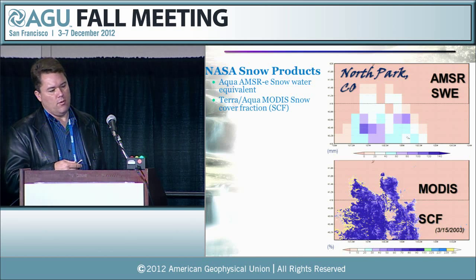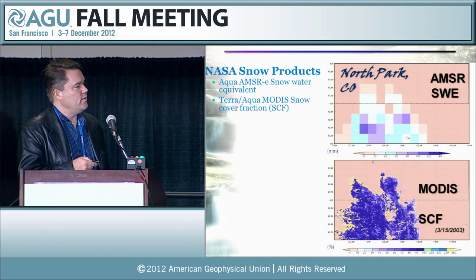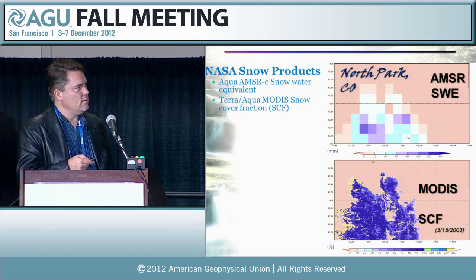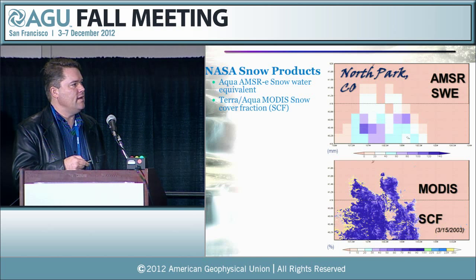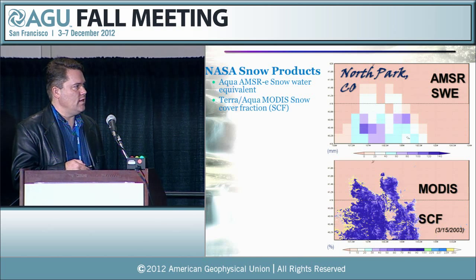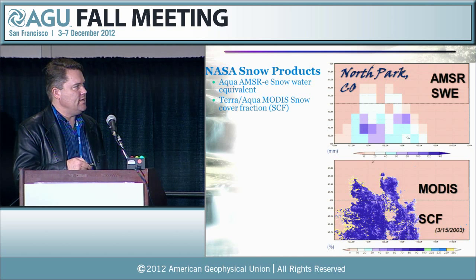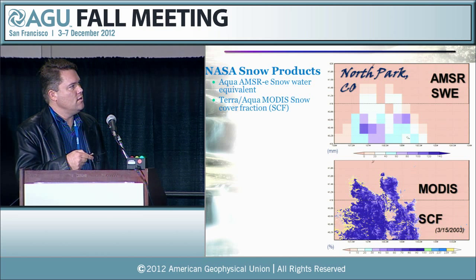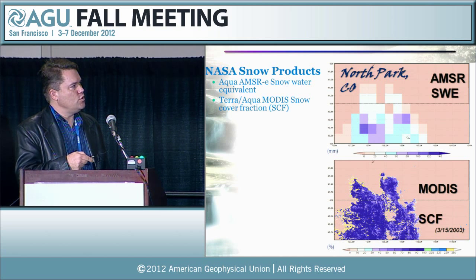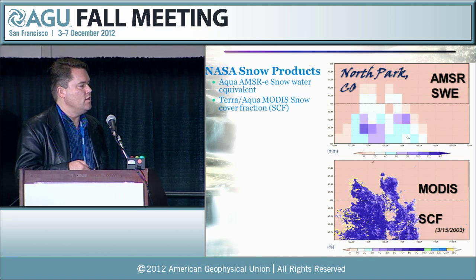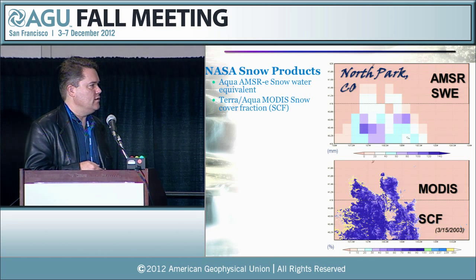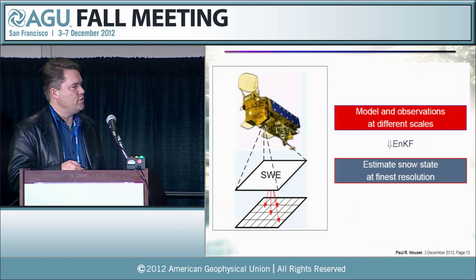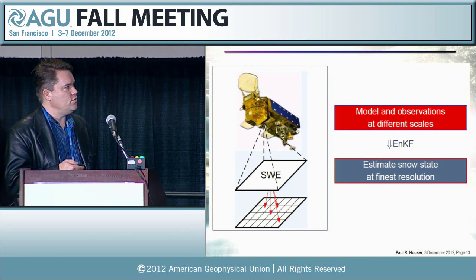So the last example I want to give you is to do with our attempt to assimilate both the microwave derived SWE data and the snow cover data. The issue here, as you can see, is they're very different resolutions. This is over a location in Colorado. The SWE tells you how much water is there. The snow cover, just the snow cover fraction, is how much the area is covered by snow. So how do you assimilate these two very different resolution and different kinds of information into the land model?